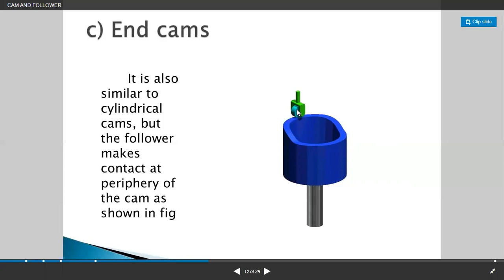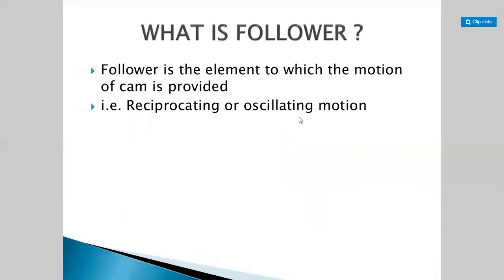The follower is raised on the periphery of the cam and moves along the periphery of the cam. What is the follower? The follower is the element to which the motion of the cam is provided. It is the mechanical element in the cam-follower pair, to which the cam transmits motion. The mechanical element to which the cam transfers motion is called the follower.